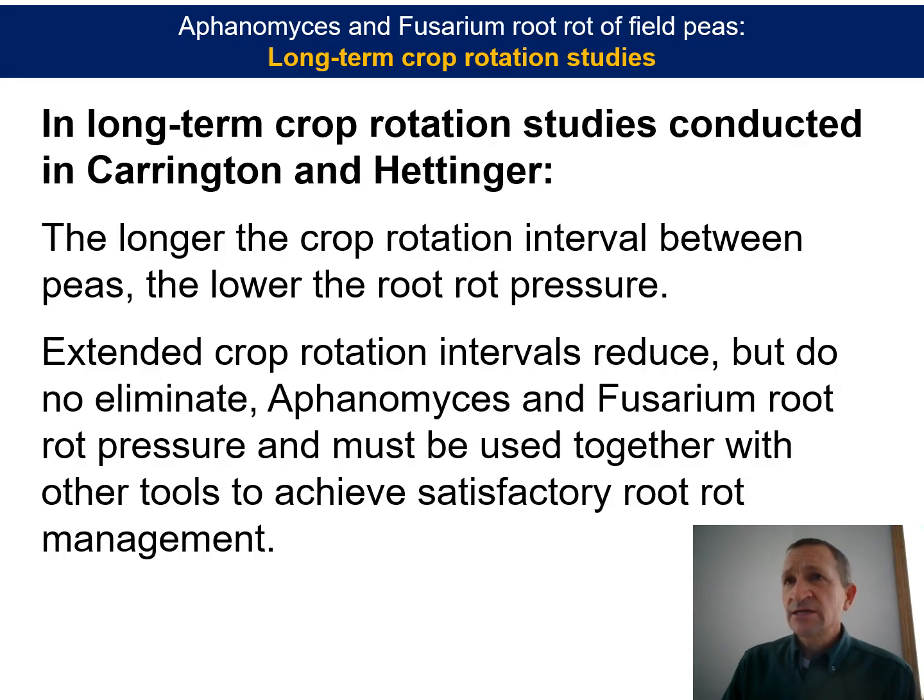We conducted 2 sets of research studies evaluating the impact of crop rotation interval. The first of these are long-term crop rotation studies that we're conducting in Hettinger, North Dakota, and Carrington, North Dakota. In those long-term studies, what we have learned is that the longer the crop rotation interval between peas, the lower the root rot pressure. What we have also learned, however, is that extended crop rotation interval only reduces your Aphanomyces Fusarium root rot. It does not eliminate it. And in order to achieve satisfactory management of this root rot complex, you need to combine extended crop rotation interval with other tools.